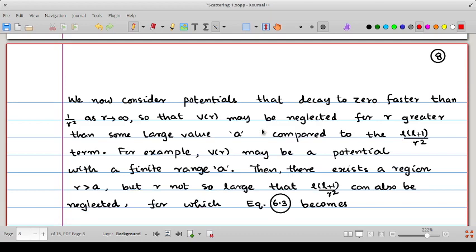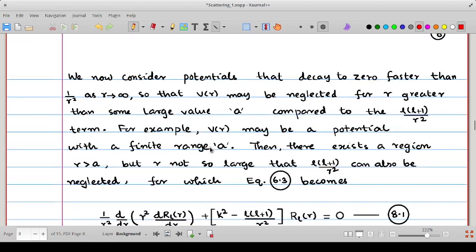We now consider potentials that have a finite range, for example, where these potentials decay to 0 faster than 1 by r², so that there exists a region which is very far away from the scattering center where the potential is negligible, but the factor l(l+1) by r² is still significant, so that we can neglect V(r) there but not l(l+1) by r².